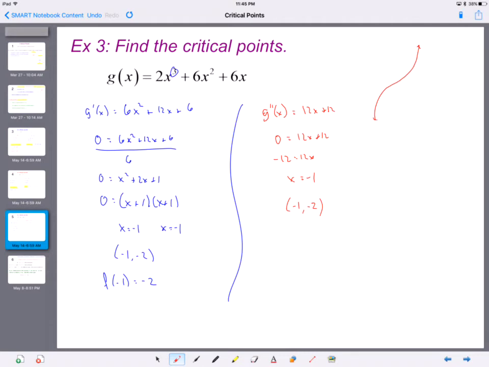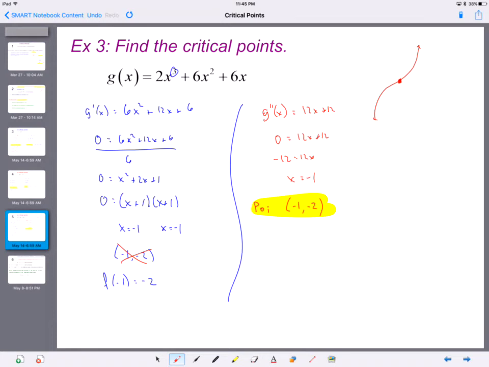There's no relative max or min. There's only a change in concavity. And so actually the (-1, -2), it is a critical point, but it is the point of inflection. It's not a relative max or min. Okay? So when you get that second part, if it's the point of inflection, you might see that repeat there, but understanding that it's a point of inflection. So that's it in terms of finding the critical points.